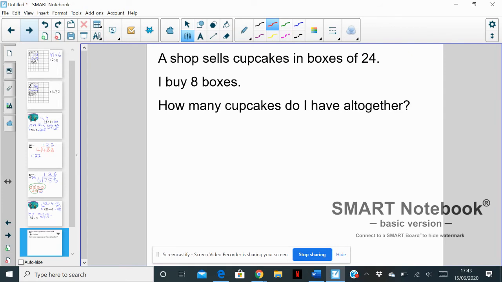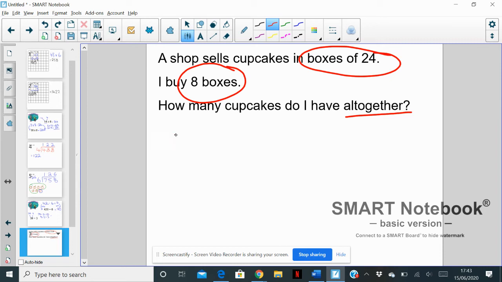Okay, so let's have a look at some word problems together. A shop sells cupcakes in boxes of 24. I buy 8 boxes. How many cupcakes do I have all together? So I've circled the key information I'm given in numbers, and I've underlined any words that I think are clues that are asking, showing me what I'm being asked to do.